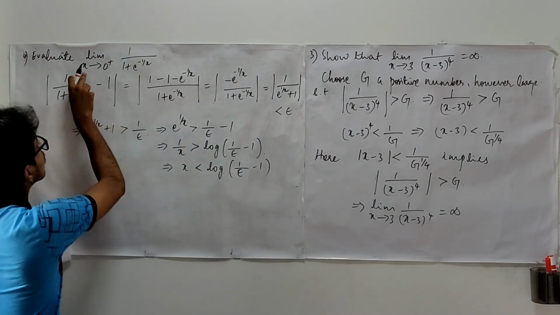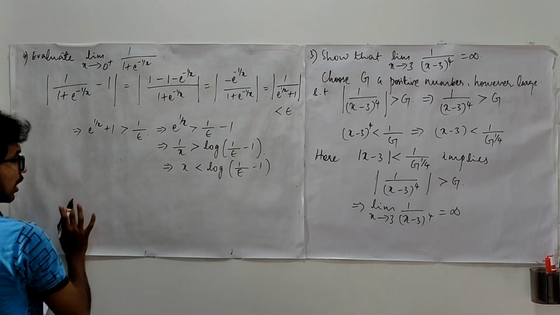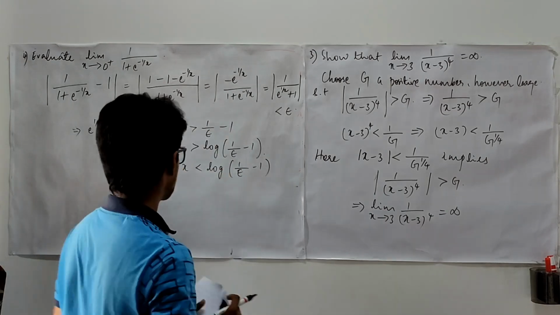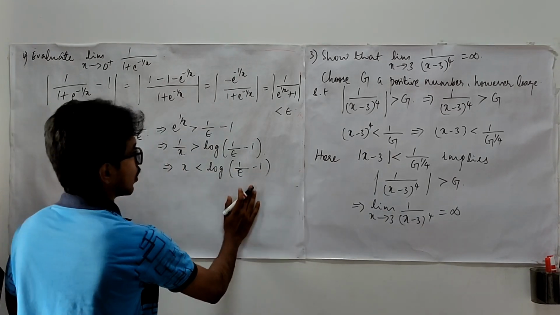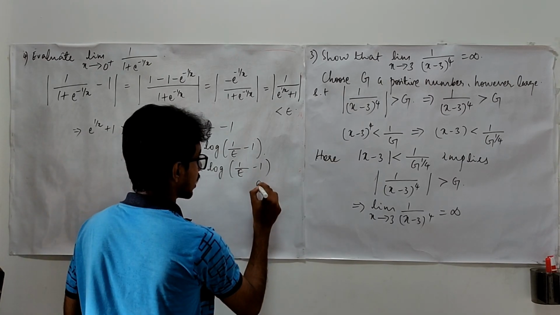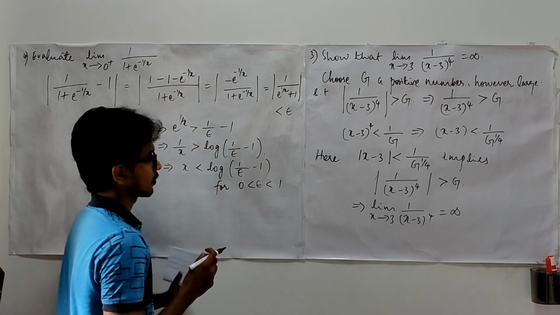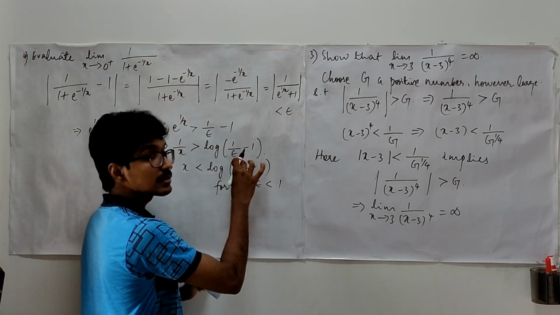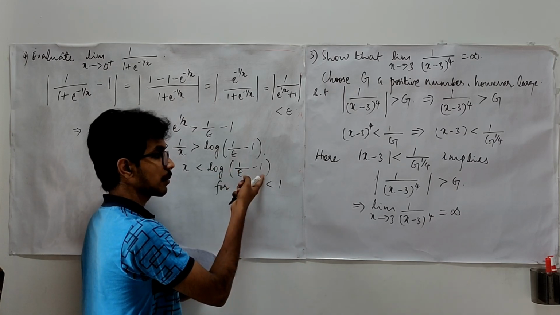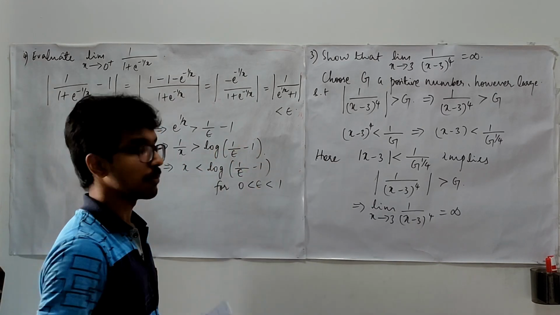Here you see x is approaching 0 plus, which means you will have to choose some delta such that these things are happening. Now, just for the sake of convenience, I am choosing my epsilon value to be between 0 and 1, so that it stays a larger quantity which is bigger than 1. When I subtract 1, it still remains a positive quantity.